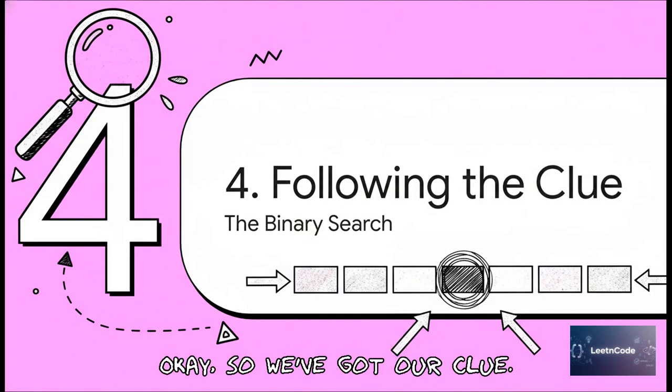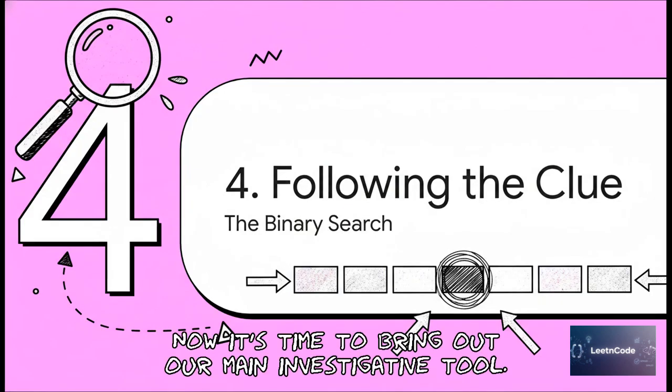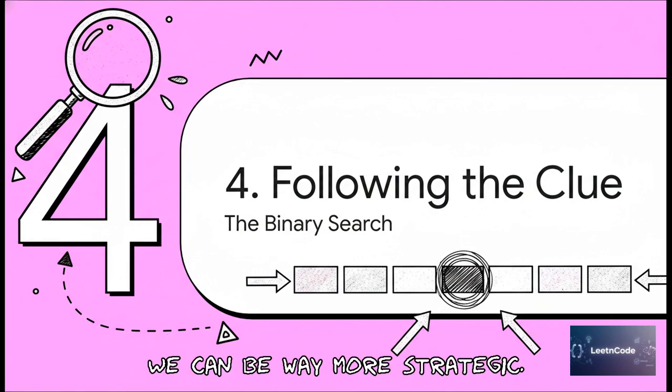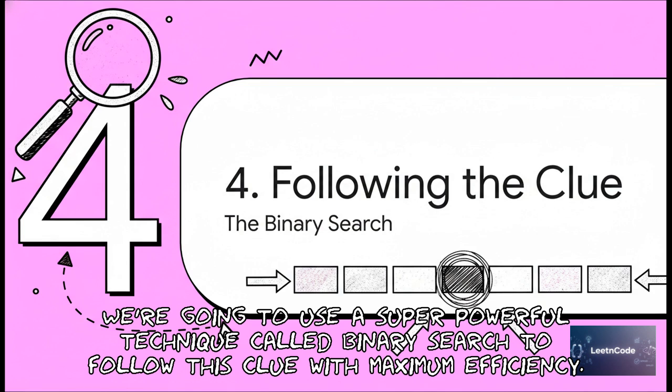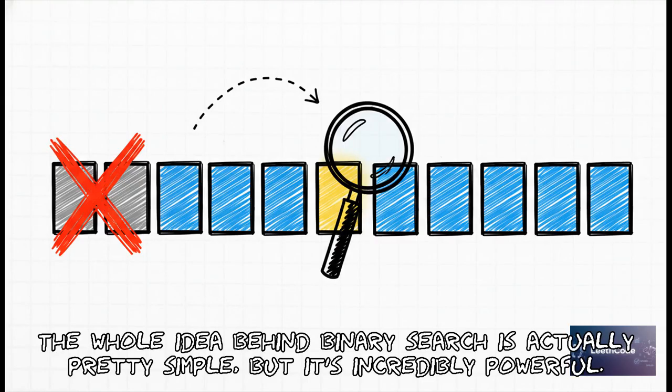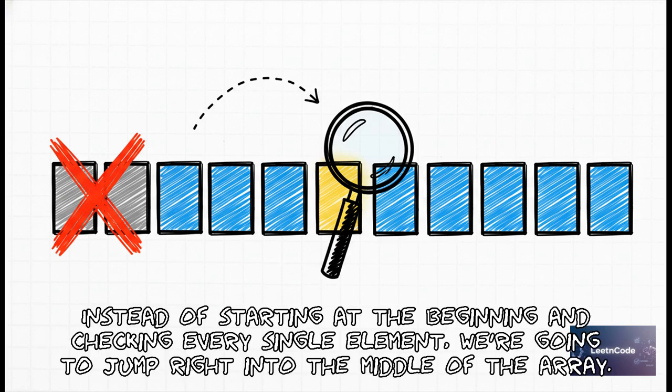Okay, so we've got our clue. Now it's time to bring out our main investigative tool. With this clue in hand, we don't have to search inch by inch. We can be way more strategic. We're going to use a super powerful technique called binary search to follow this clue with maximum efficiency. The whole idea behind binary search is actually pretty simple, but it's incredibly powerful. Instead of starting at the beginning and checking every single element, we're going to jump right into the middle of the array.